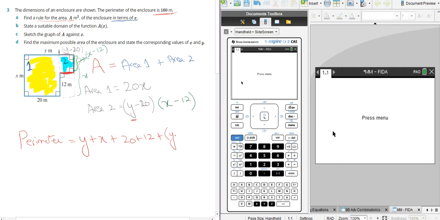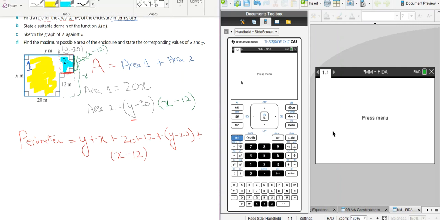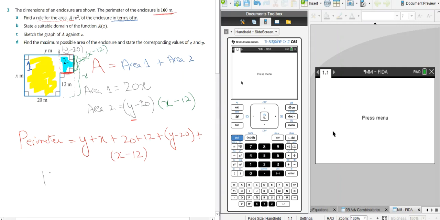So I'm going to put that in brackets, y minus 20, plus our green part, which was x minus 20, which we've already figured out in our area bit. Now let's simplify this. Remember, the perimeter is already given, so we're going to put that information in the perimeter equation. So 160 equals y plus x plus 32.